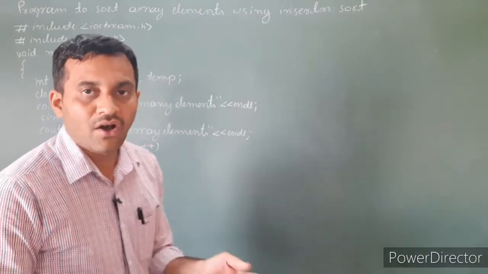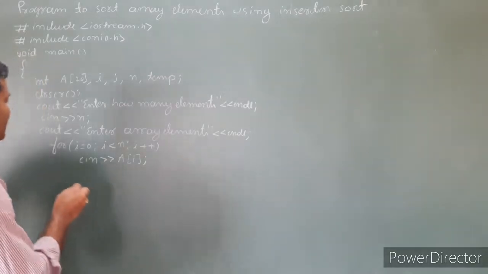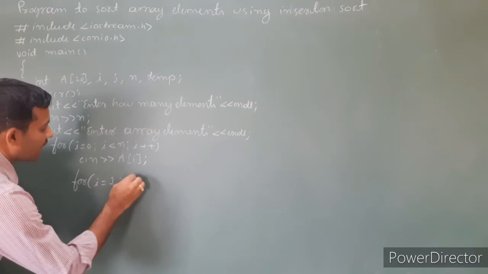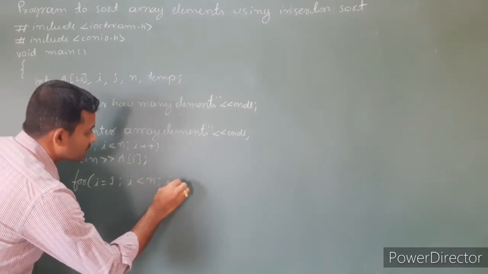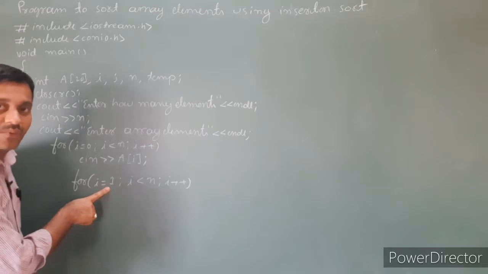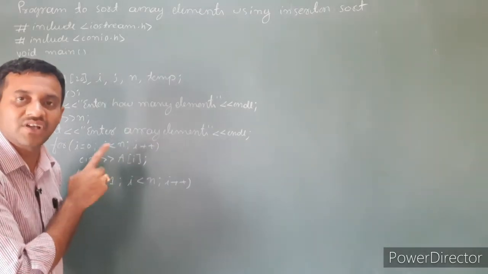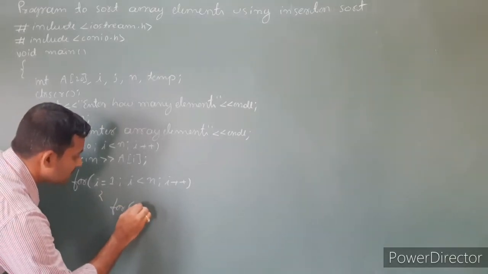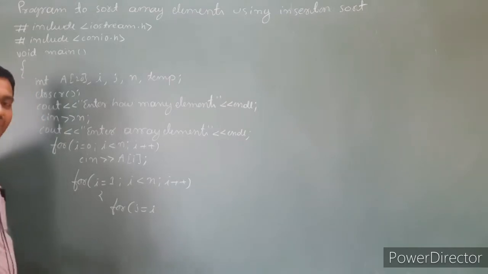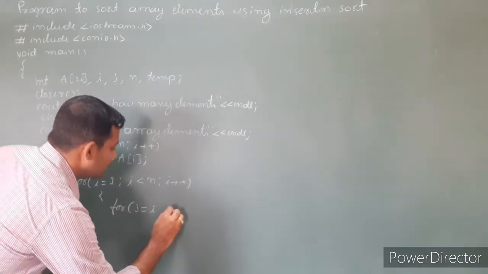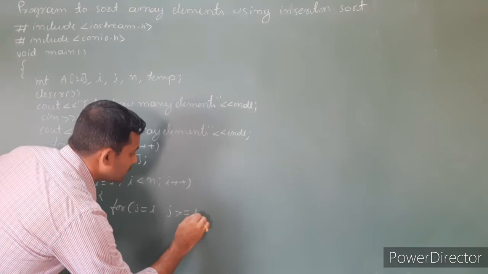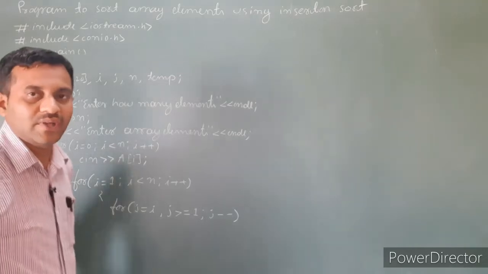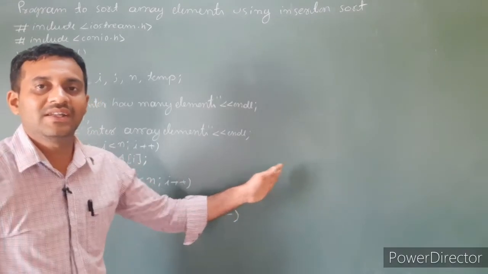Next insert the algorithm, the insertion algorithm. To access the unsorted elements, write for i equals 1, i less than n, i plus plus. See here, we have to access the elements from 1, not 0, because the first element is sorted. Then inside that, initialize j equals i, then j is greater than or equal to 1, j minus minus, because we have to access the elements in reverse order.